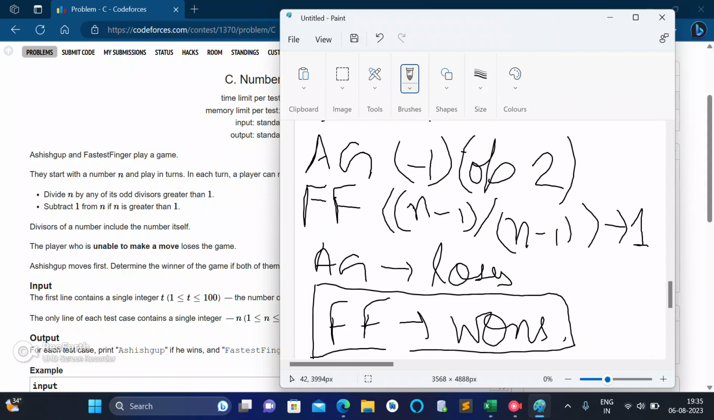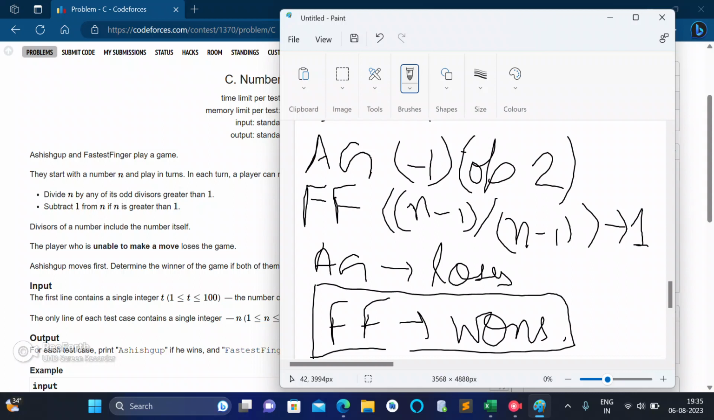What I have done here is that Ashish Gupta will apply the second operation because n is an even number and n is actually a power of 2, and it does not have any odd divisor greater than 1. So Ashish Gupta is forced to apply operation 2, because of which he has to subtract 1 from n. So our number gets converted to n minus 1.